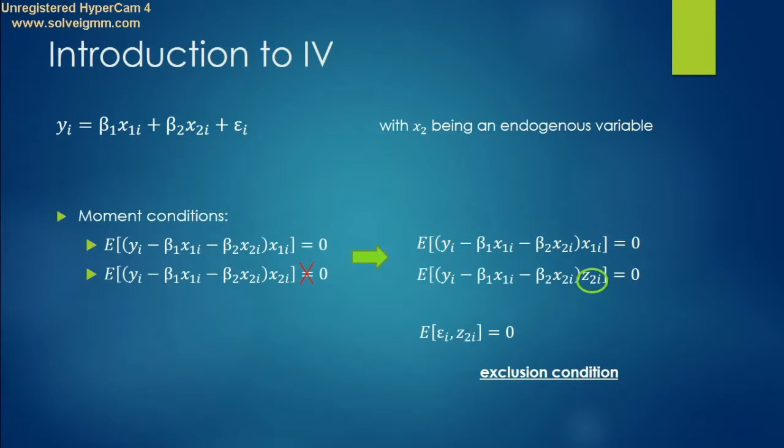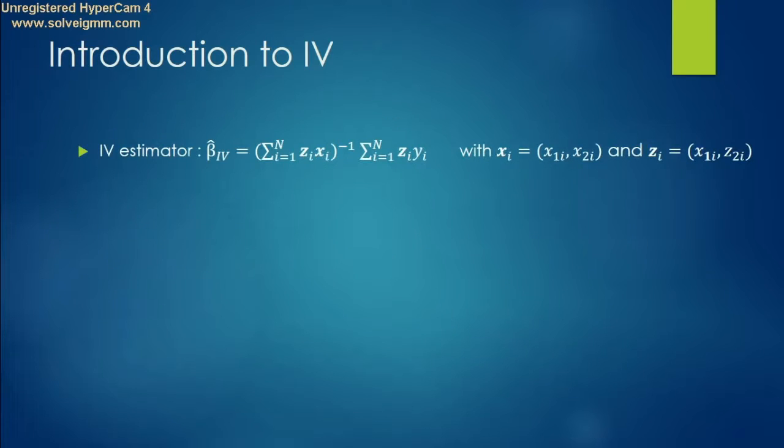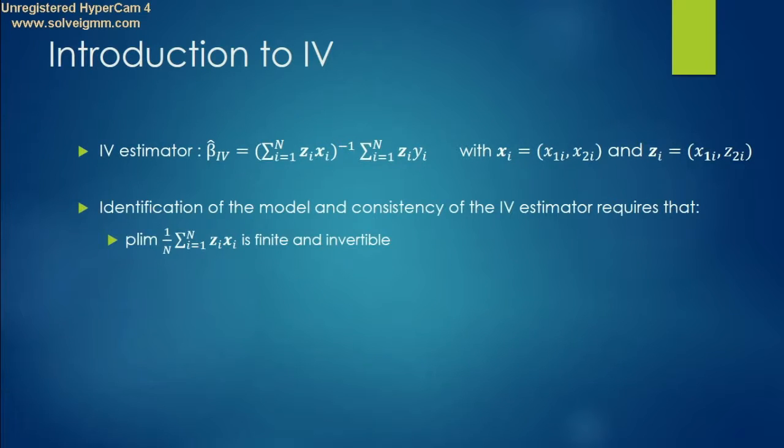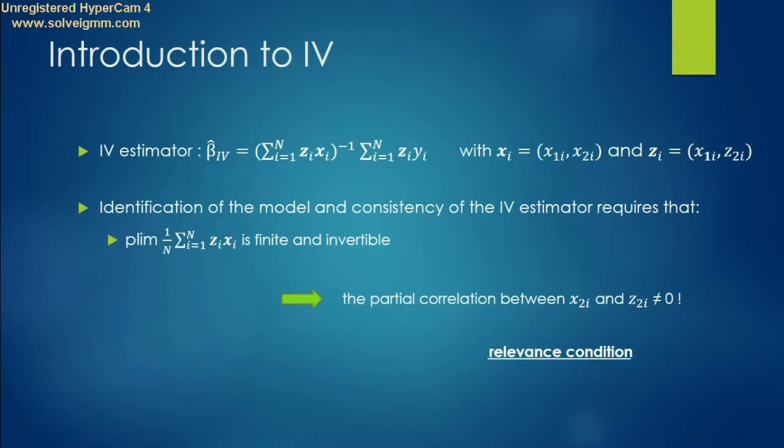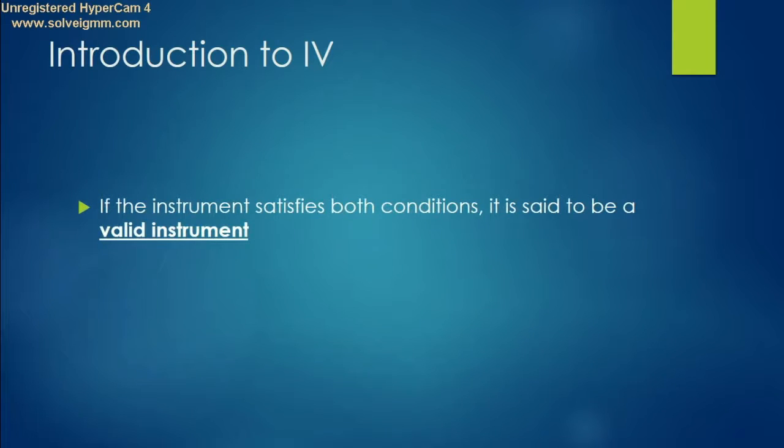Thanks to this new system of equations, we can find the value of the IV estimator. To be able to calculate it, the identification of the model and consistency of the estimator require that the matrix here is finite and invertible, so that the moment conditions uniquely identify the parameters of interest. For that to be possible, the partial correlation between x2 and z2 cannot be equal to 0. This is called the relevance condition. If the instrument satisfies both conditions, it is said to be a valid instrument.